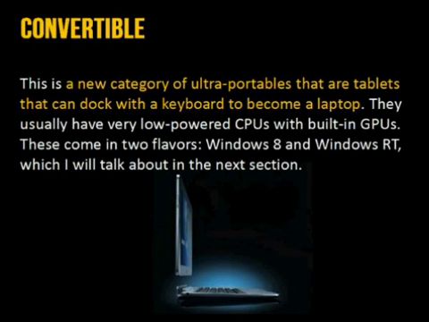Then we have convertibles. These are the ones that I'm most interested in, and hoping that they evolve and become a lot more functional. But these are really ultra portable tablets, and they dock with the keyboard. And what's cool about these is that you get the best of both worlds, because you get this tablet experience when you want, and then you can dock it into the keyboard, and then you get a laptop experience. Right now, these are kind of lower processor computers, so they have lower CPUs, built-in GPUs, and they come in two flavors. There's Windows 8 and Windows RT.